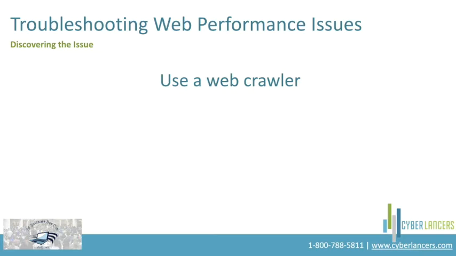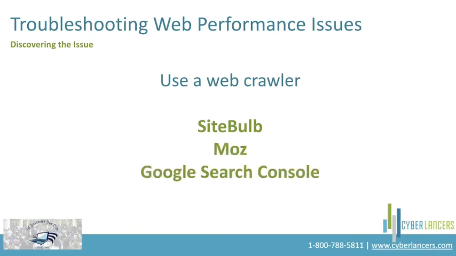Another way that we can discover issues is using a web crawler. Some of the web crawlers that are out there are Sitebulb, Moz, Google Search Console. Unfortunately, I find that using a web crawler isn't always the best solution. It'll work if you need to go through a large number of pages in a short amount of time. You can fire off the crawler at your home page, and it'll index through all of your pages.